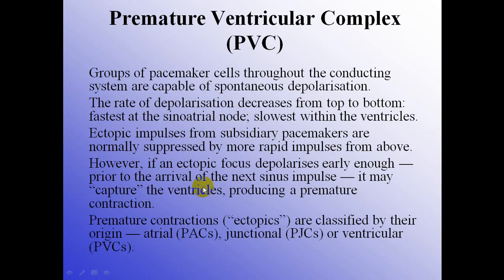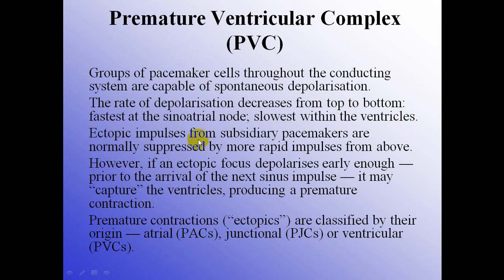And we come to the ventricular arrhythmias. To start with, premature ventricular contraction: a group of pacemaker cells throughout the conducting system are capable of spontaneous depolarization, even in the atria. The rate of depolarization decreases down the conductive system, fastest at the sinoatrial node, slowest within the ventricle, and the atria and AV node in between.